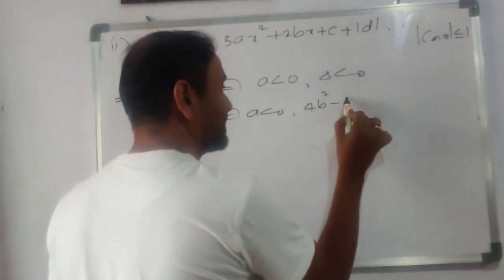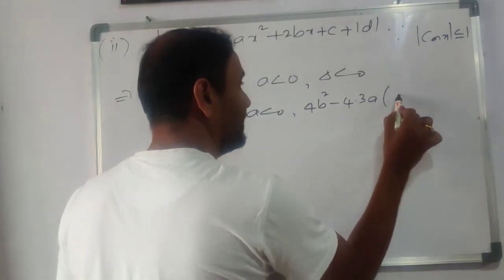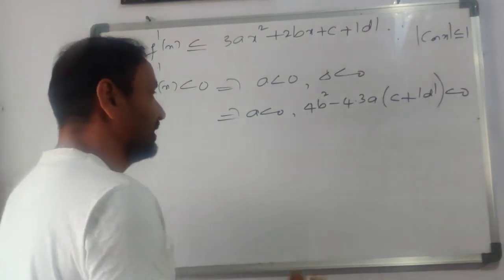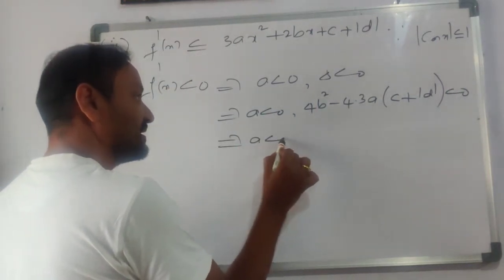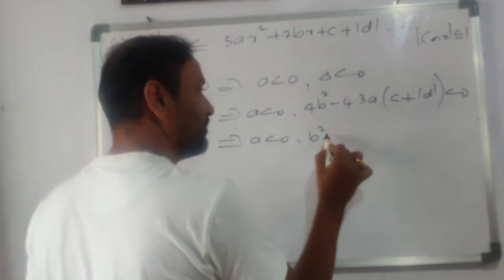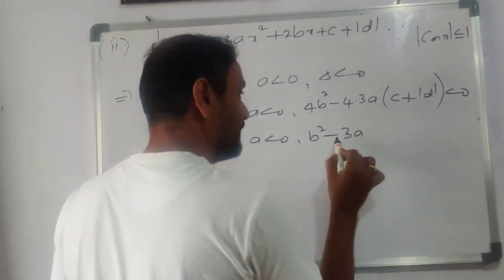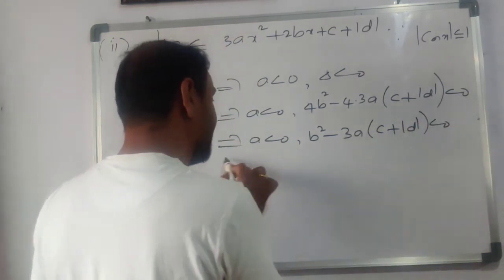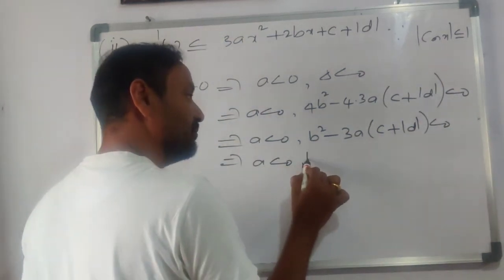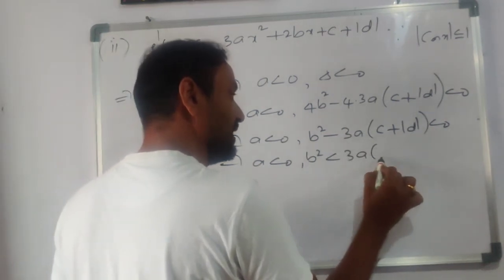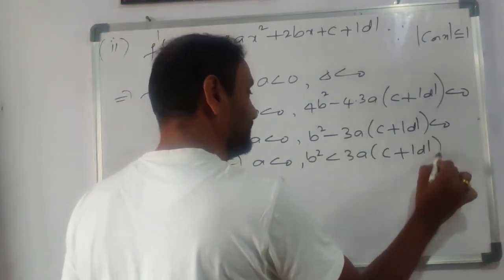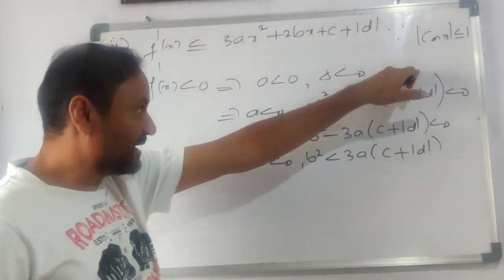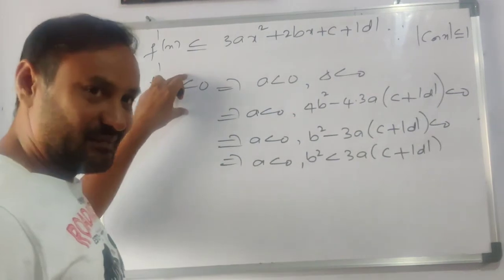4b square minus 4 into 3a into c plus mod d is always negative. That means a is less than 0 and b square minus 3a into c plus mod d is less than 0, which is also a less than 0, b square less than 3a into c plus mod d. That means f dash x less than 0, a strictly decreasing function.